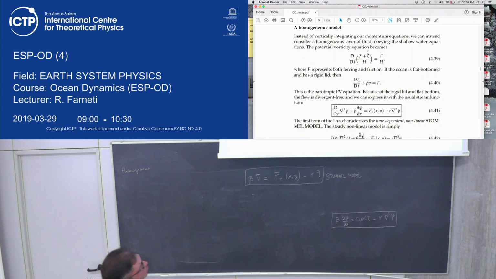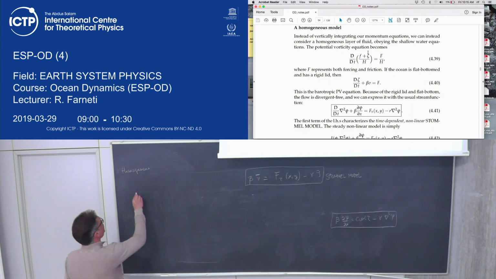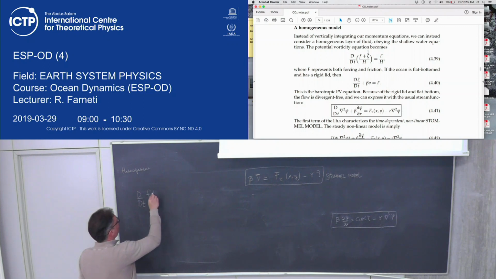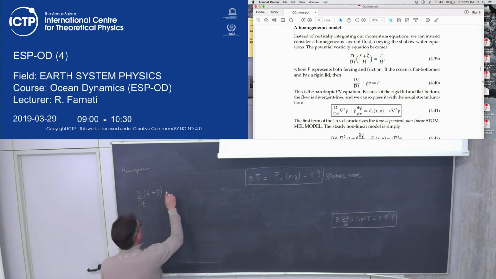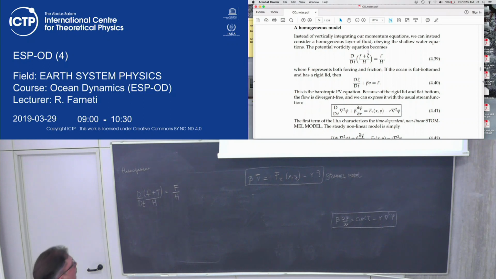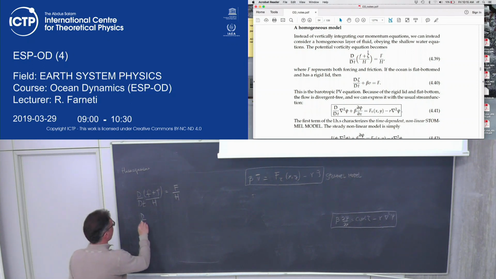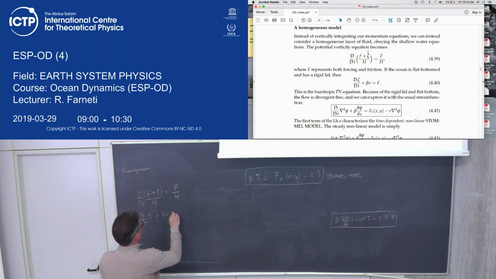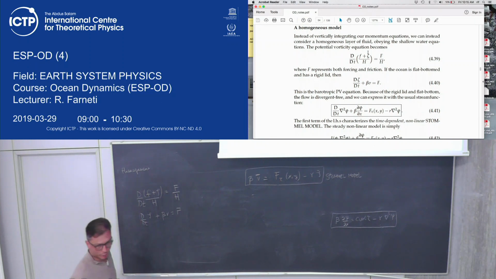You use the shallow water equations. I'm sure you did this in atmospheric dynamics in GFD. You take the shallow water equations, and the potential vorticity equation for the shallow water equations is just the Lagrangian derivative of planetary vorticity plus relative vorticity equal to some F over H. H is the total depth of the fluid column. And F, you have both the forcing and the friction. If the ocean is flat bottom, H is a constant. And so you have the Lagrangian derivative of the relative vorticity plus beta V equal to some forcing and friction.